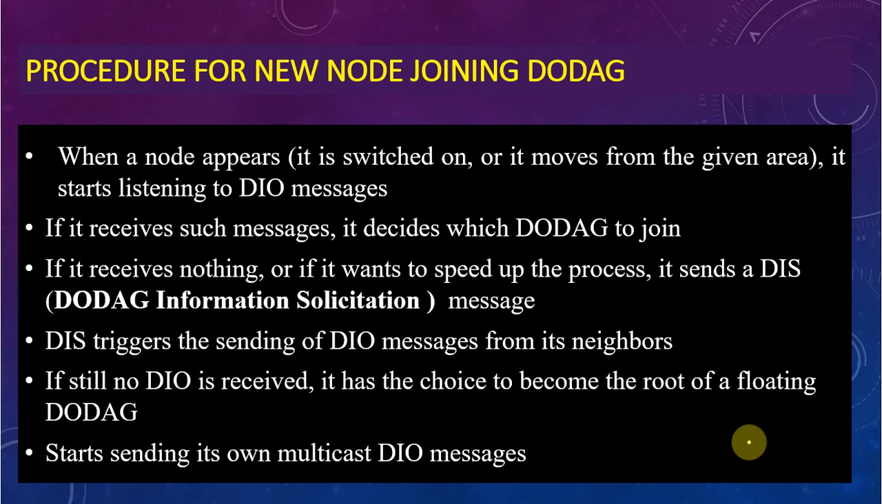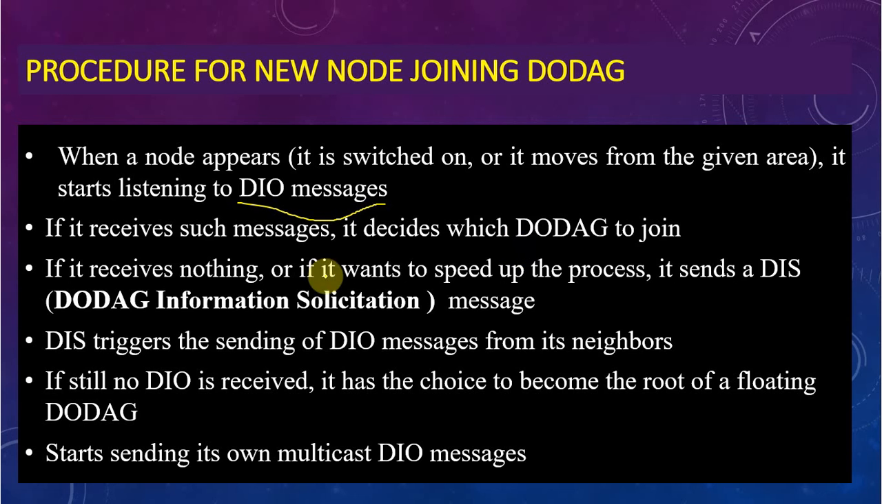Then here is the procedure for a new node joining a DODAG. This is mostly similar to what I have explained previously. When a node appears, either switched on or moved into the given area, it starts listening for DIO messages, basically the DODAG information. If it receives such a message, it decides which DODAG to join. If it receives multiple DODAG information, say 2 or 3 DODAGs present simultaneously, it will decide which DODAG to get connected to.